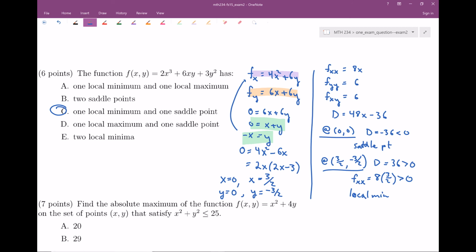So again, this was day 1 of 14.7. We were just talking about local mins and local maxes. In my next video, we'll do some absolute mins and absolute maxes. I'll see you then.